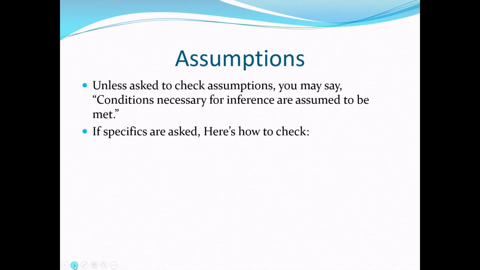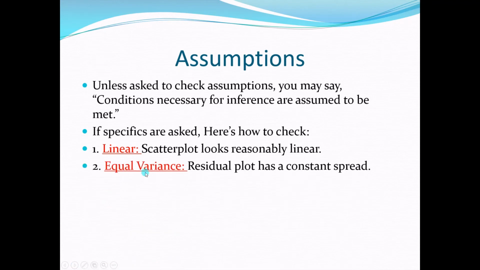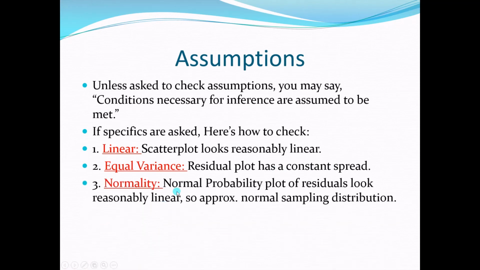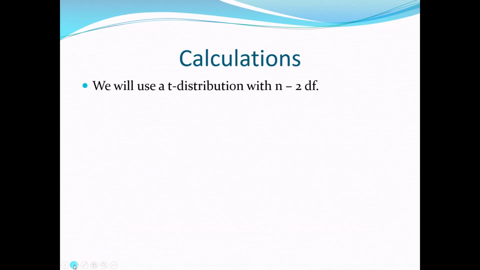All right, so here's how to check. Oh, linear. Duh, that's the most obvious one. Scatter plot looks reasonably linear. Equal variance: residual plot has a constant spread. Normality: remember, normal probability plot of the residuals. And then independence: if you have a simple random sample, that's going to verify your independence. I can't believe I didn't know linear. That's lame. All right, so we're going to use a t-distribution with n-2 degrees of freedom.